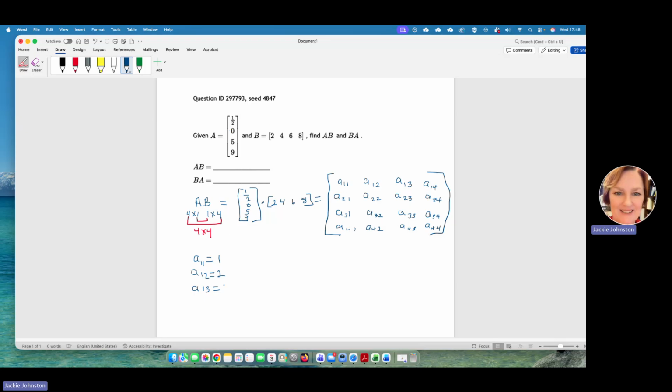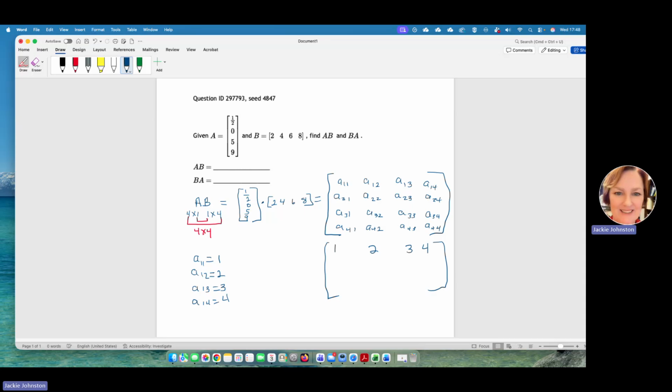1/2 times 6, well, that's 3. And then first row, fourth column, and that's going to be 4. Okay, so let me go ahead and fill those in here. So that's going to be 1, 2, 3, 4.